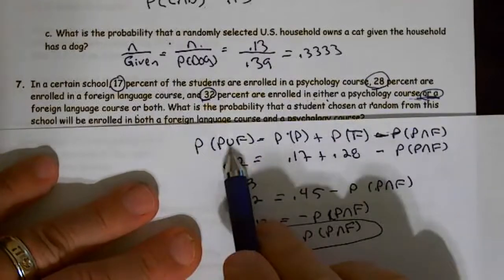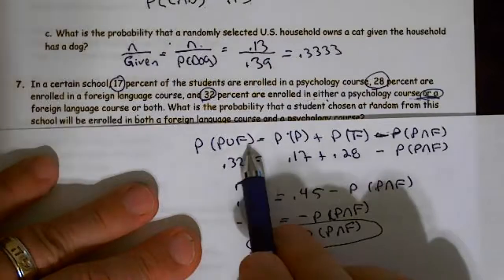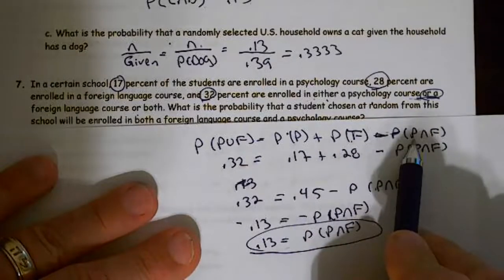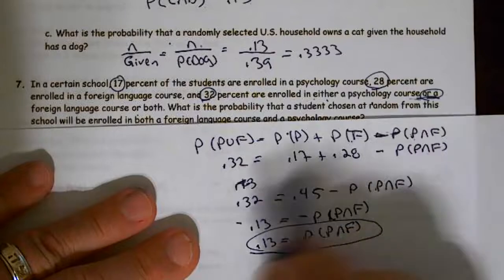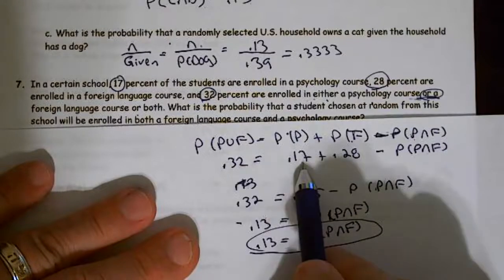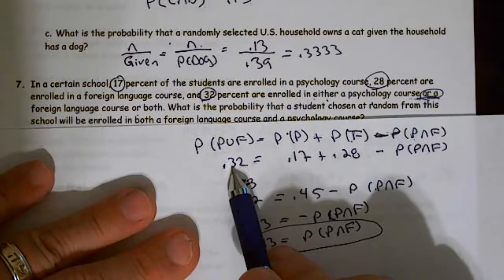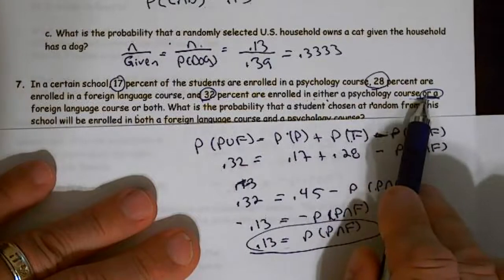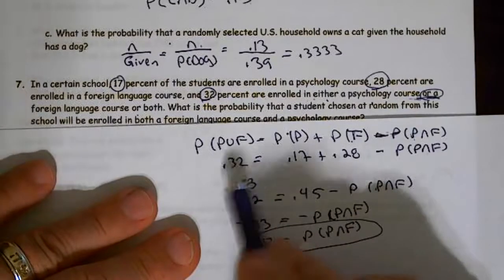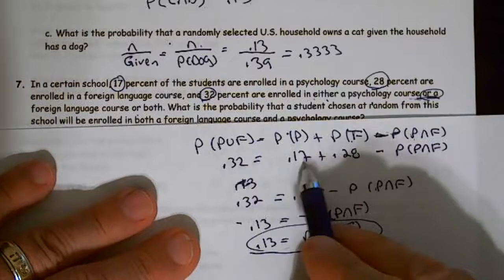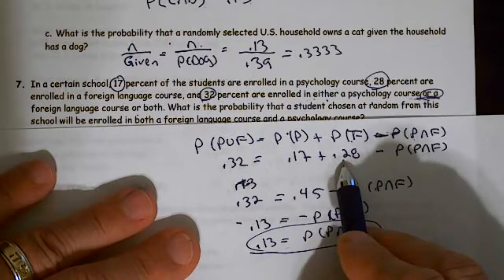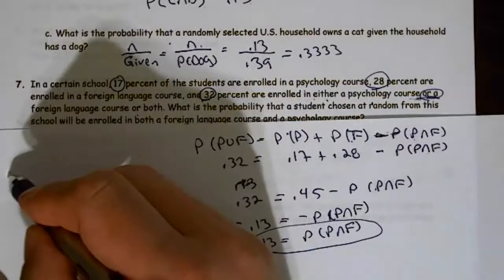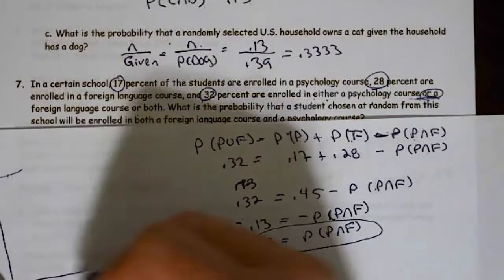Once again, the or tells me it's union, so I use my general addition rule. Probability psych plus probability foreign language minus the probability of the overlap, or both. 0.32 equals 0.17. That's the probability of the or, which they gave me right here. Psychology or a foreign language or both, that means everything. And then 0.17 is psychology, 0.28 is foreign language, and this is the intersection. Here's what's going on if we're looking at a Venn diagram.